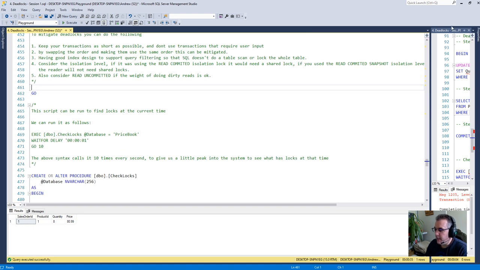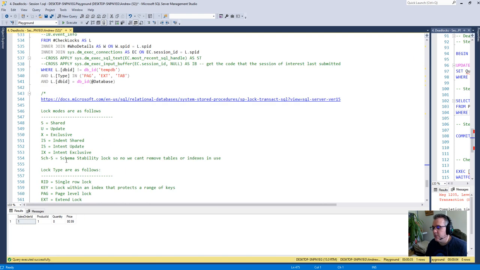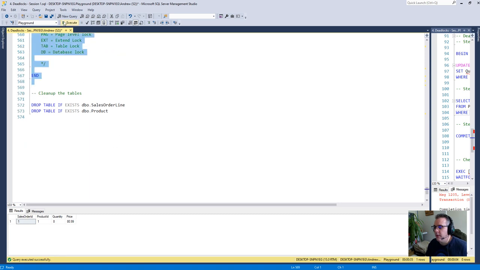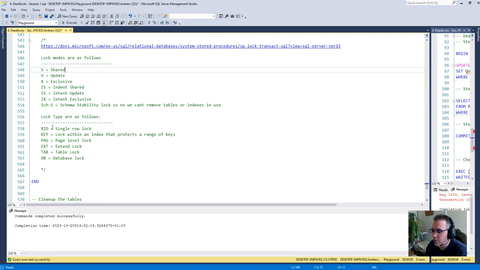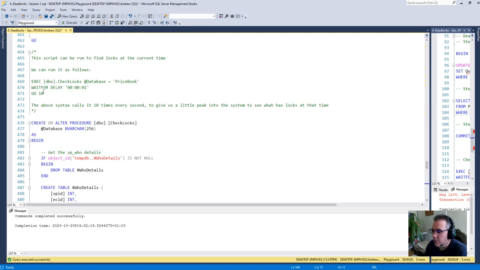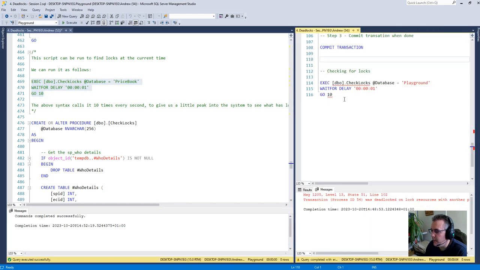I've also provided at the end here a useful little script that I got from somewhere, and it's really useful to find locks at the current time. So what I will do is run this stored proc down here, execute it. I give you a little key at the bottom for the locks that are shown in this tool. Then we run this statement, which I've got in this session window over here. What this says is run this stored proc for this database every second and loop 10 times.